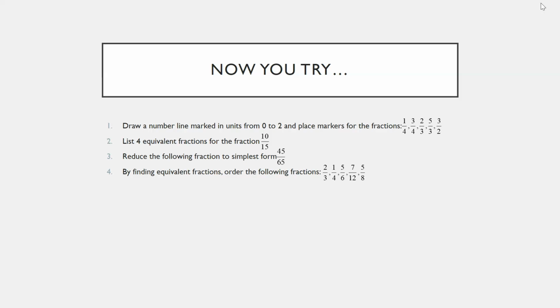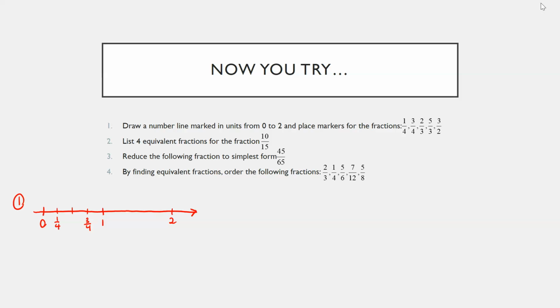Okay, the first question, you need to draw a number line marked in units from 0 to 2 and place markers for these fractions. I'd suggest you rule a line if you've got a ruler handy. So I'm going to have 0, 1, and 2. So a quarter, well, that means I need to divide into half. So a quarter will be here, and 3/4 will be here.